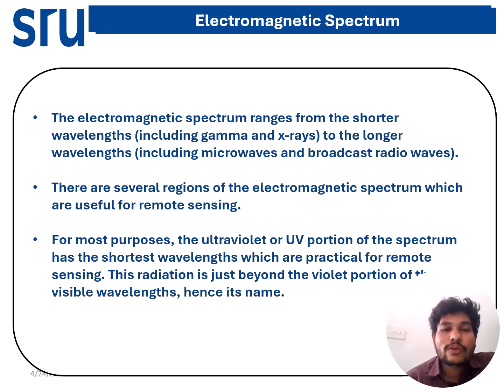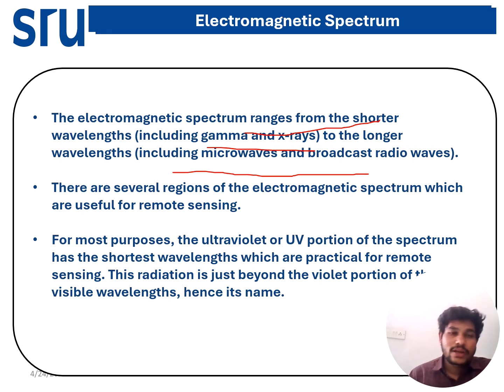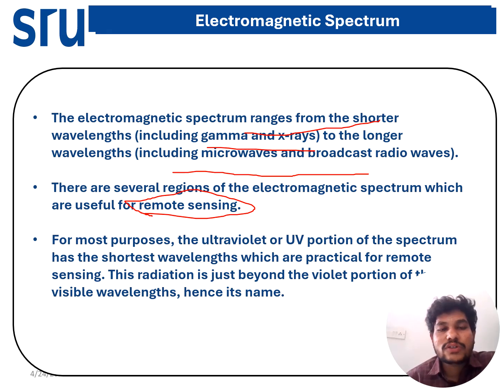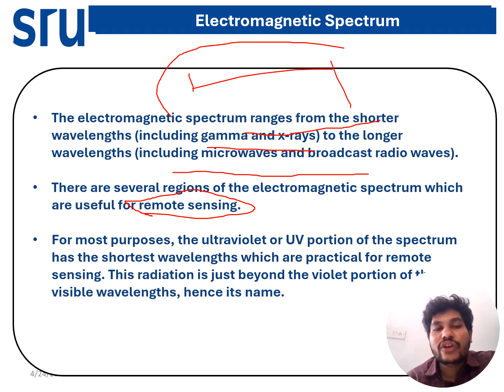Then what is the electromagnetic spectrum? The electromagnetic spectrum is present in the electromagnetic radiation source of energy. So it has shorter wavelengths and longer wavelengths. The shorter wavelengths are gamma rays and X-rays, and the longer wavelengths are microwaves and broadcast radio waves. We have different parts of the electromagnetic spectrum which are used for remote sensing. There is not only one type of spectrum, so we have different types used for different types of remote sensing, or for identifying or measuring different phenomena.